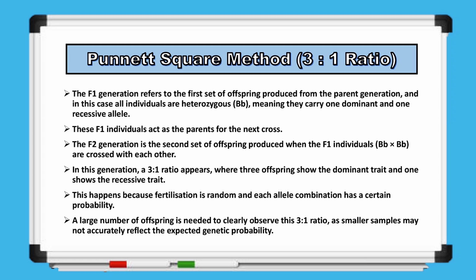The F2 generation is the second group of offspring produced when the F1 individuals are crossed with each other, meaning heterozygous crossed with heterozygous. In this generation, a 3-to-1 ratio is observed, where 3 offspring show the dominant trait and 1 offspring shows the recessive trait.